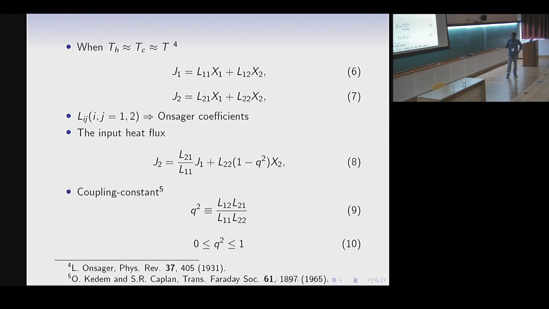When the temperature difference between the hot reservoir and cold reservoir is very small, as well as the force fluctuation between the heat engine and environment, we can write the velocity of the piston and the input heat flux in the linear Onsager relation. We can rewrite the input heat flux as a function of the coupling constant. We get this limit for this coupling constant from the positivity of the entropy production.